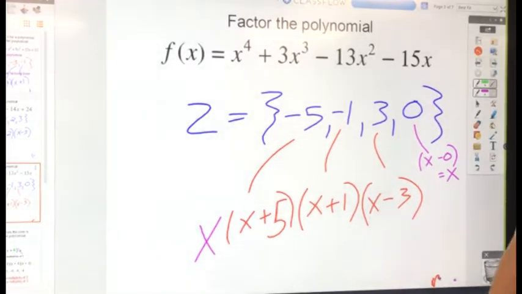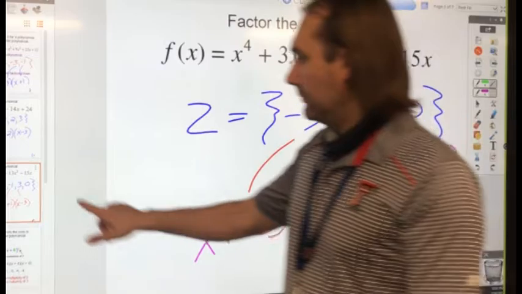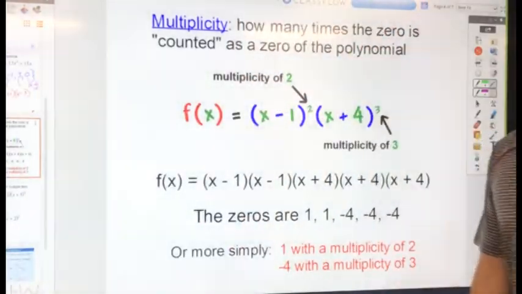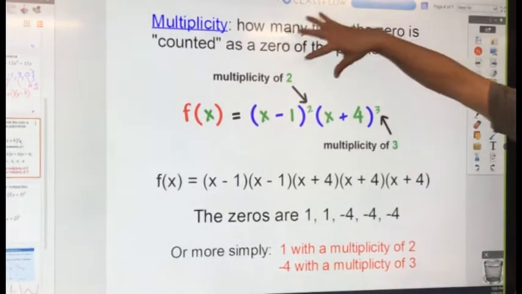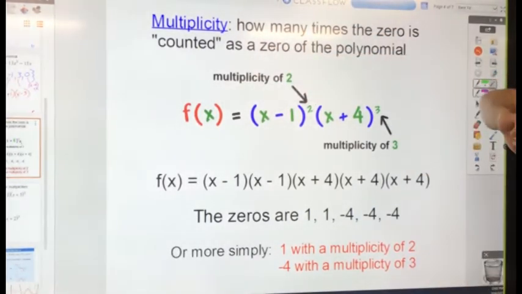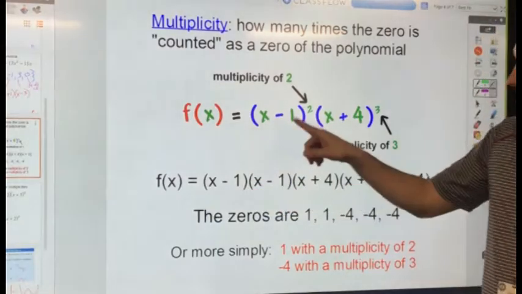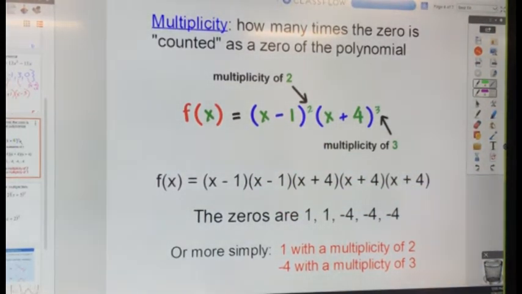Okay. So now we looked at how to take our zeros and factor them. Let's look to see what happens if our zeros show up more than just one time. So I have this polynomial, x minus 1 squared times x plus 4 cubed. If I were to break this all down, it would be x minus 1 times x minus 1 times x plus 4 times x plus 4 times x plus 4.